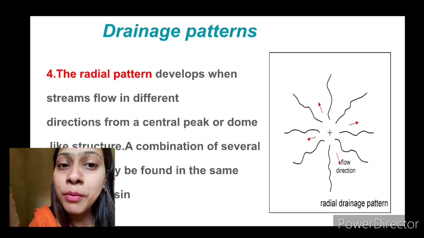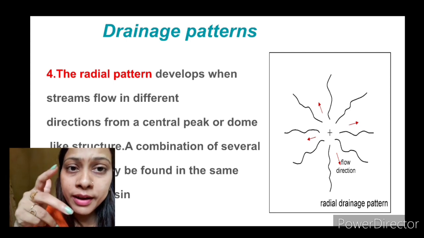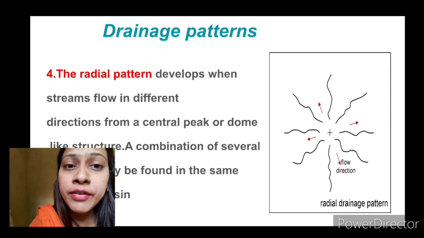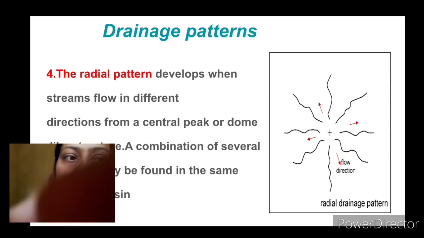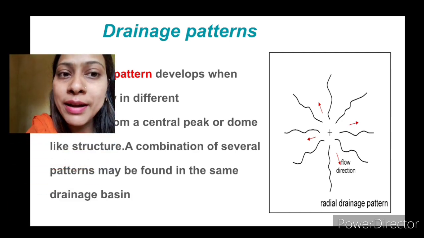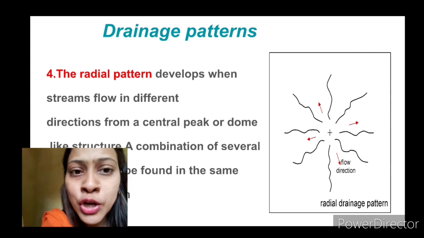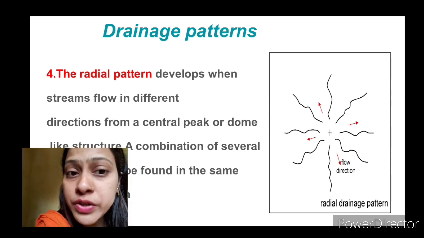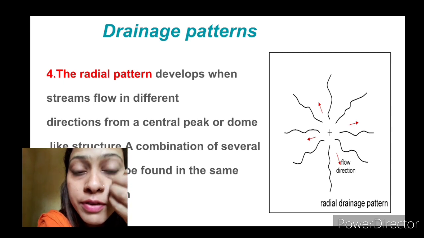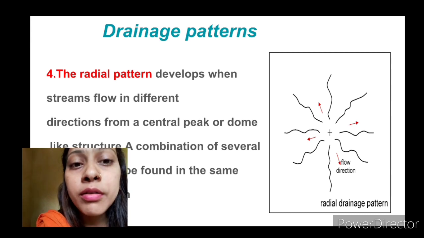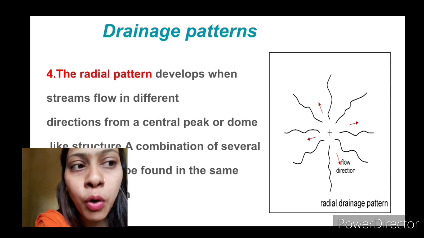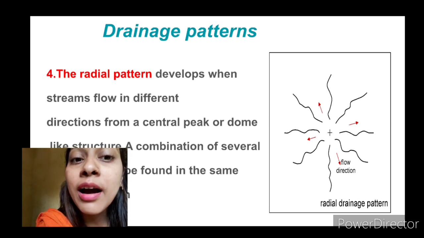So in a radial pattern, from a hilltop, from a peak-like structure, various different rivers form in different directions. When a number of rivers originate from the hill peak and flow in different directions, it is called a radial pattern. A combination of several patterns may be found in the same drainage basin. Later on, the individual rivers originating from the hilltop may form different patterns, but when rivers originate from a peak and flow in all directions, it is known as a radial pattern.